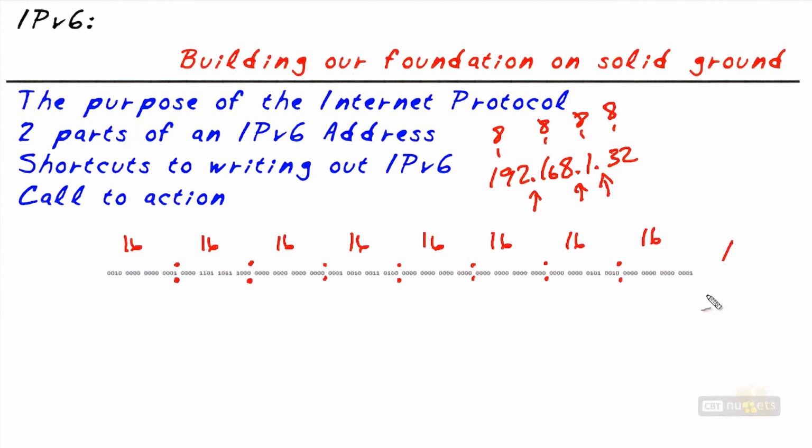And then, of course, there'd be a slash, for example, 64 that says, okay, the first 64 bits up to this line are the network based on the mask, and the last 64 bits, because that's how many are left, and they're not being used for network addressing, are going to be for host addressing, or the host ID. So what have we learned so far?